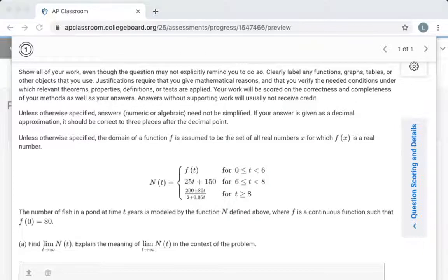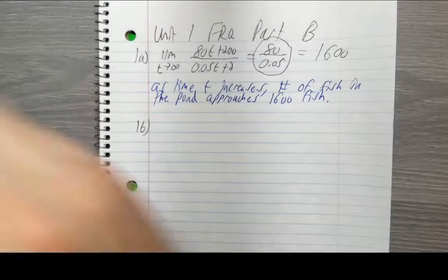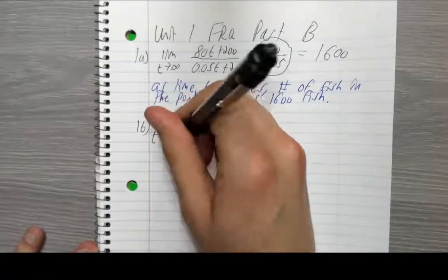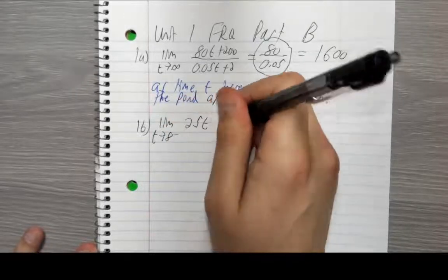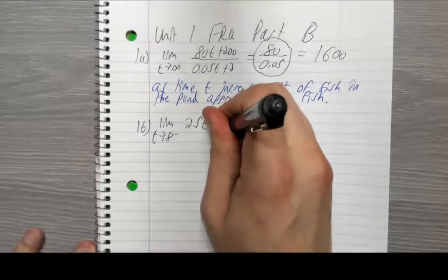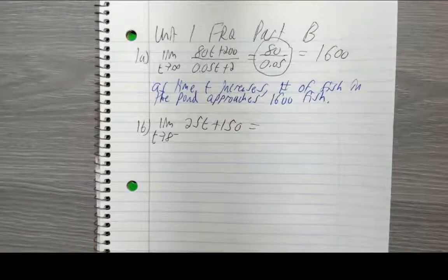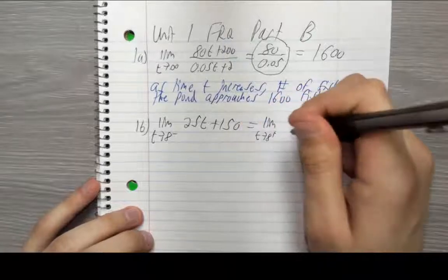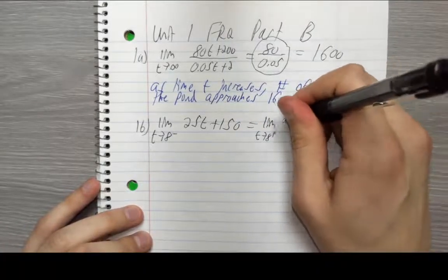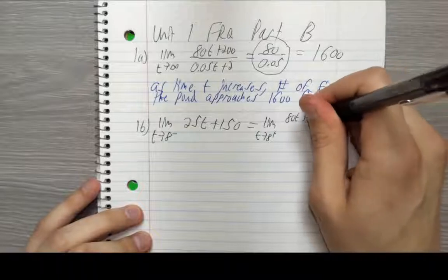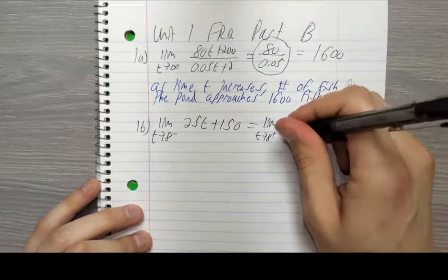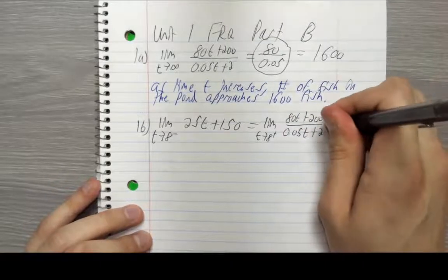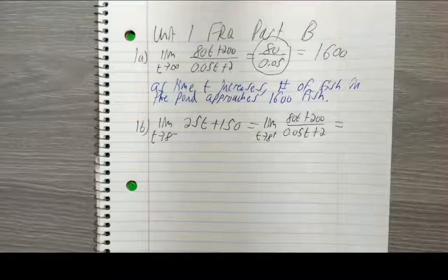Let me go back to my hover cam. Is saying the limit as t approaches 8 from the left. We have to first determine that, which is the function 25t plus 150. That has to be equal to the limit as t approaches 8 from the right, which is (80t plus 200) divided by (0.05t plus 2). All right, so the definition of continuity means the limit has to equal the actual point.